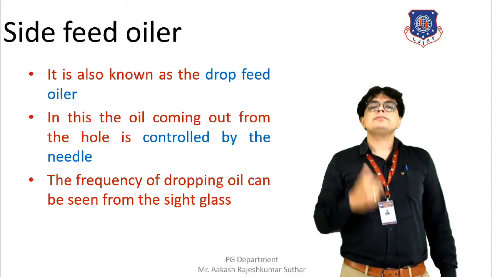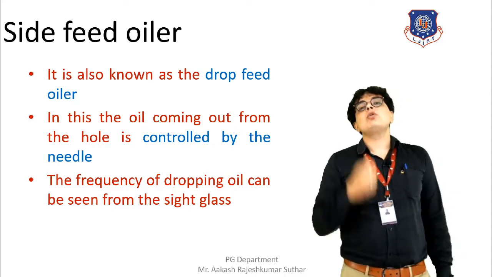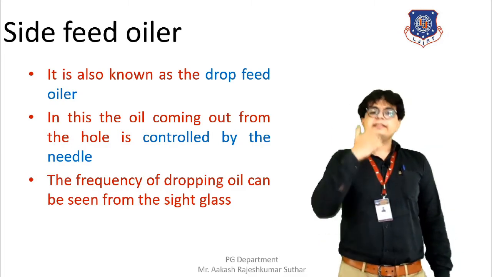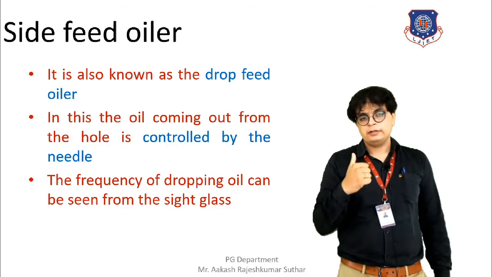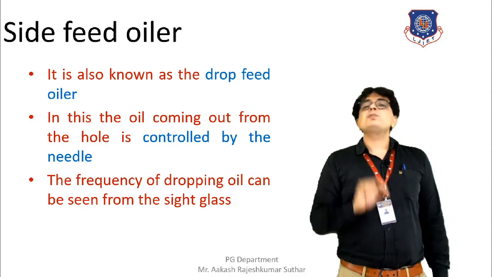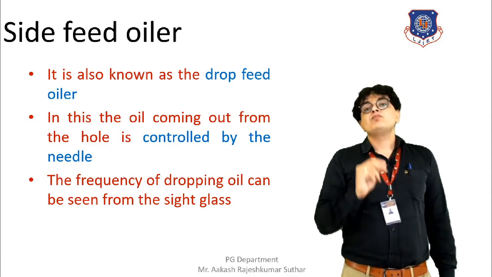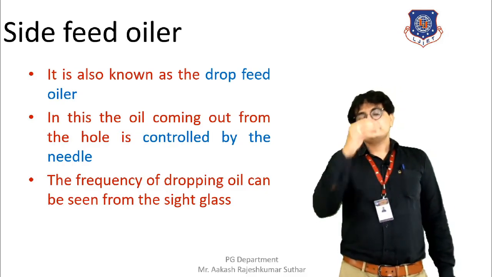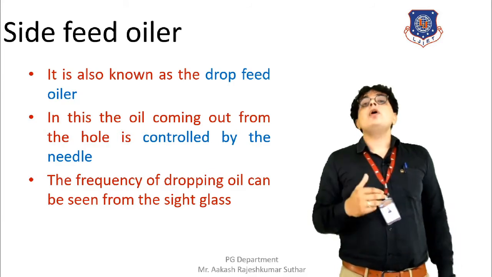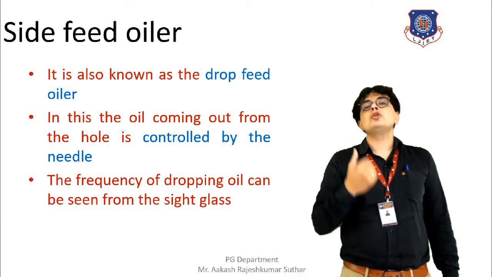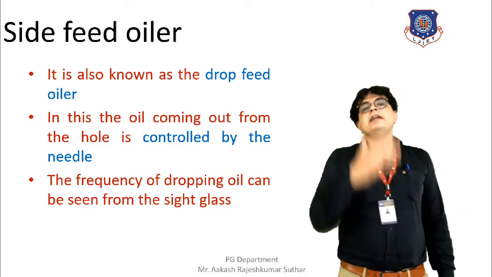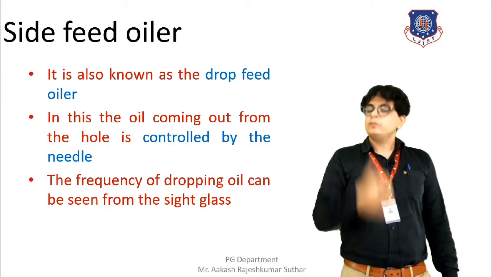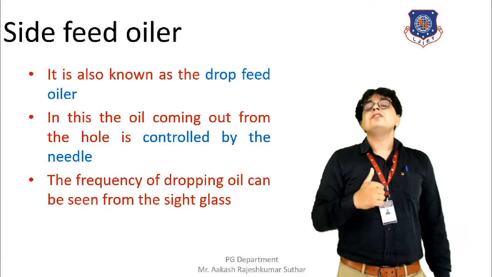With the help of the needle, we can control the quantity that is required to be transferred from the reservoir to the required destination. So it is a very key component in the side feed oiler. And there is a speciality of the side feed oiler: we can see the dropping of the oil from the side glass. We have a side glass where the dropping of the oil can be seen, so that we can come to know the quantity that has been used and the quantity that is required to be poured so that sufficient lubrication will be provided. So this is the speciality of the side feed oiler.